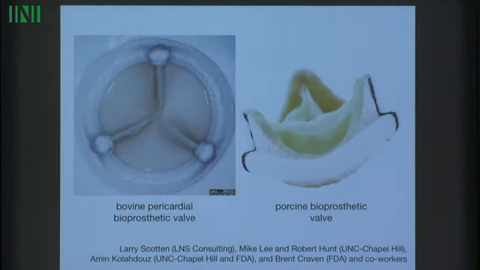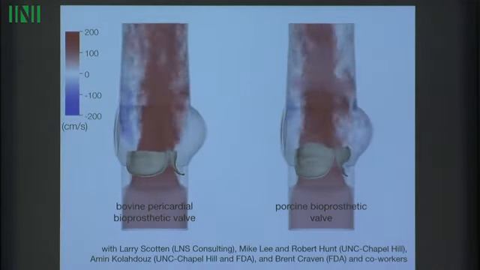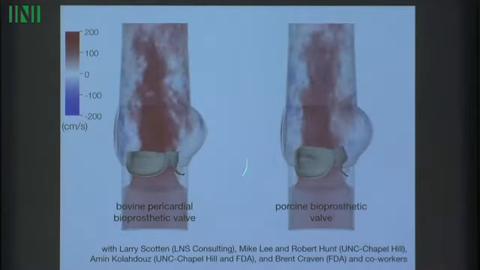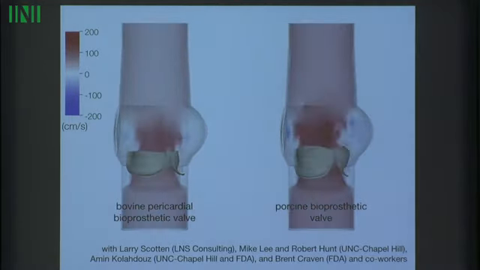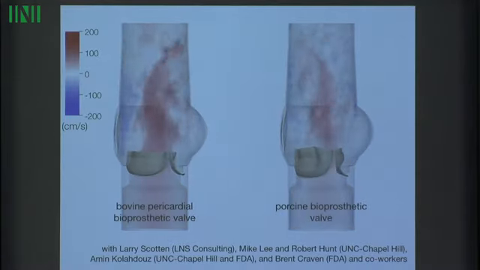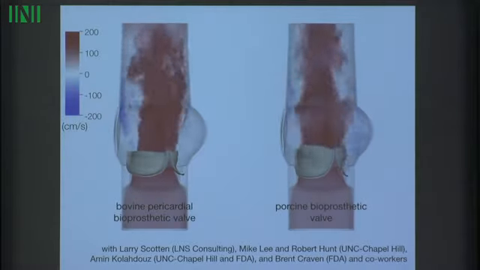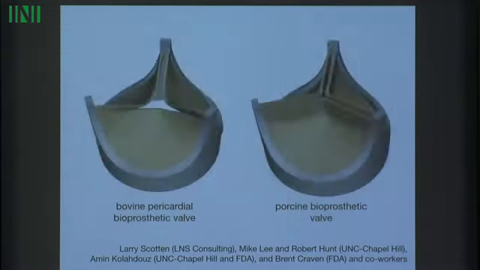So for bioprosthetic valves, we've been working on both pericardial valves and porcine valves. These are just examples of simulations. Essentially, these are doing the same kinds of things as the movies that I was showing you a second ago. The main difference with this pericardial bioprosthetic valve is that the geometry is the geometry of a real valve. So it came from CT scan data that was processed by Brent Craven at the FDA. The porcine valve is at this point using a more idealized geometry.